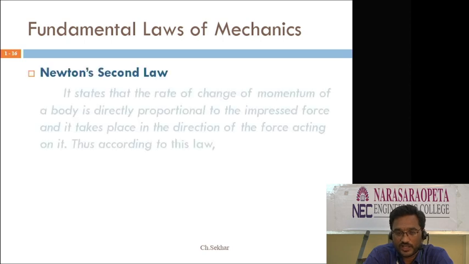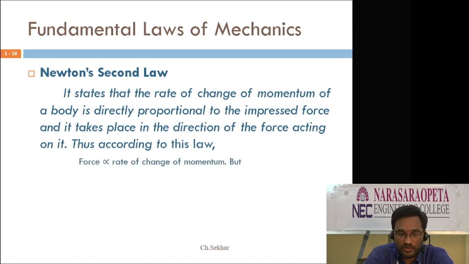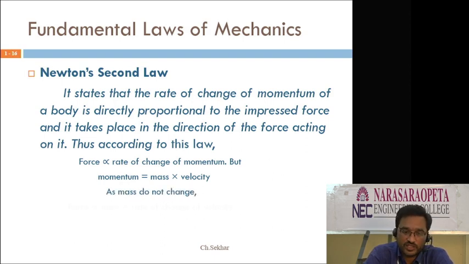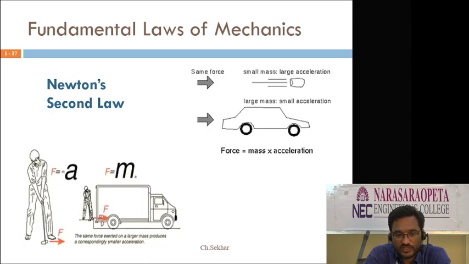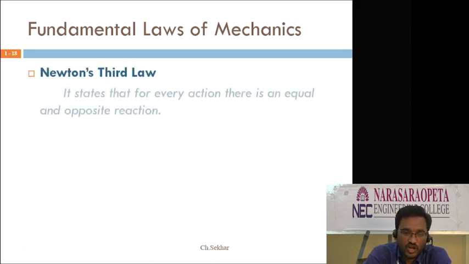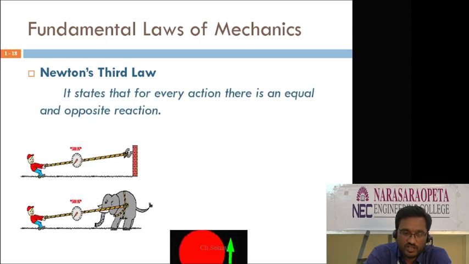Newton's second law states that the rate of change of momentum of a body is directly proportional to the imposed force. That means F is directly proportional to the rate of change of momentum, where momentum is mass times velocity. The rate of change of momentum is d(mv)/dt, and the rate of change of velocity is called acceleration. Thus, F is equal to m times a. That is Newton's second law. Newton's third law states that for every action there is an equal and opposite reaction.